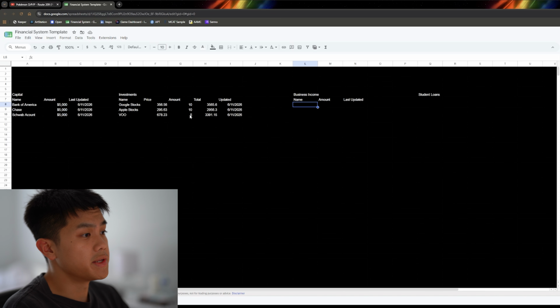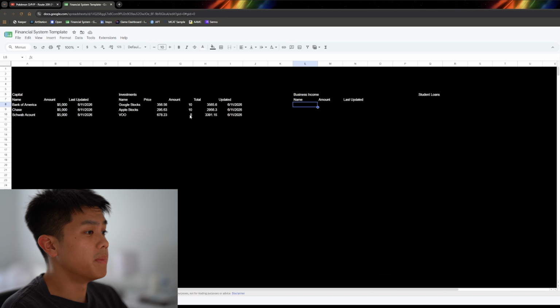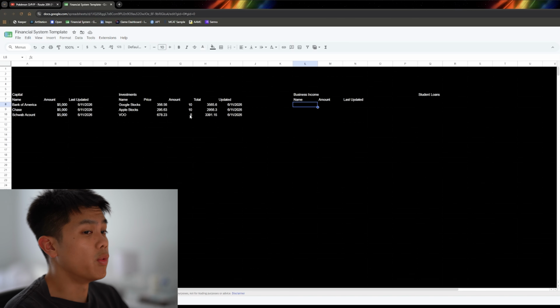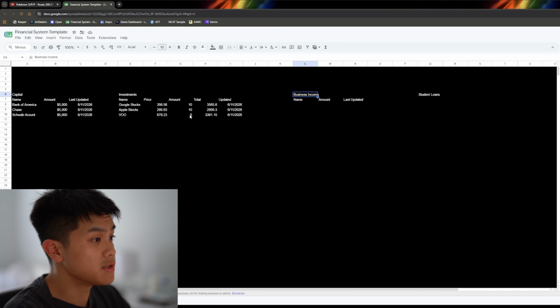Okay, business income. So in residency, you're probably going to be very busy. It's very hard to run businesses. But in some cases, there are residents who have side hustles, like social media, a photography business, or tutoring on the side. And so this is a great place, when you have all these different businesses, to keep track of how much money you're actually making on a monthly basis.